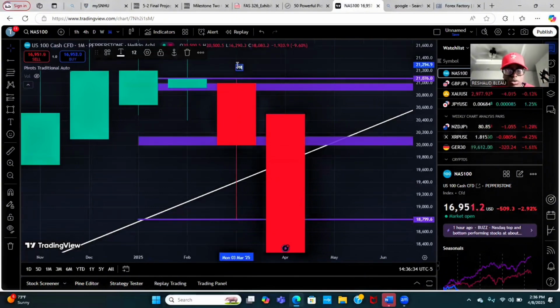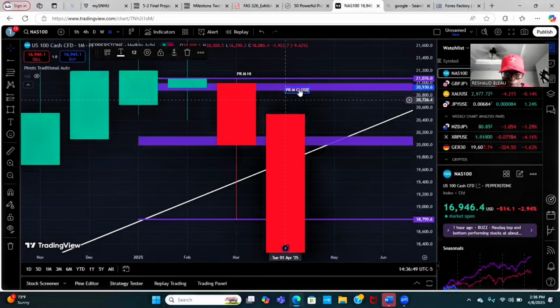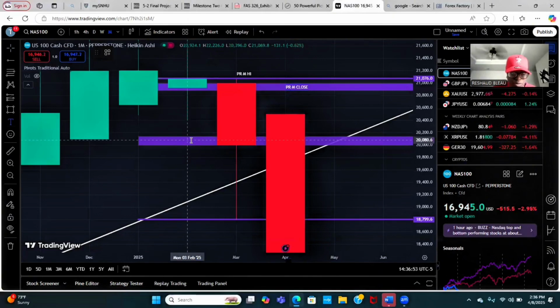So this is the previous monthly high. We also type in the previous monthly close as we're selling, because that's a selling candle. This is the previous monthly open. I'm sorry, because we're selling, you sell high. And then it's the previous monthly close down here.